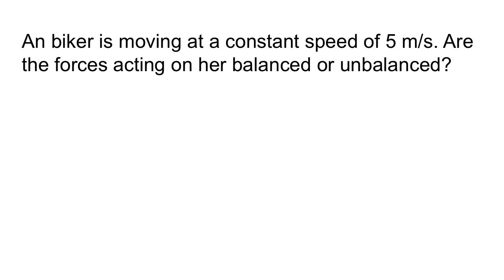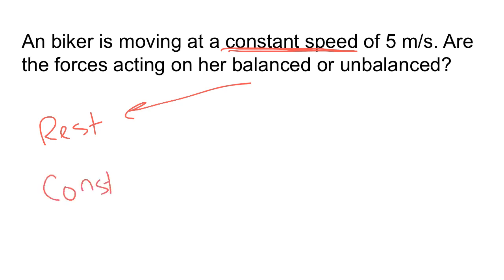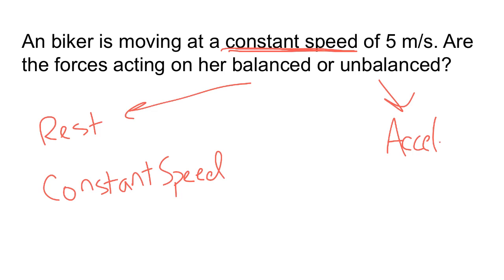A biker is moving at a constant speed of 5 meters per second. Are the forces acting on her balanced or unbalanced? The key word here is that this is a constant speed describing this biker. And so remember, from the last lesson, whenever we see balanced, we know that object is either at rest or at a constant speed where it is not accelerating at all. It's not speeding up. And whenever we have an unbalanced force, that object is accelerating. And so that object's speed is changing.